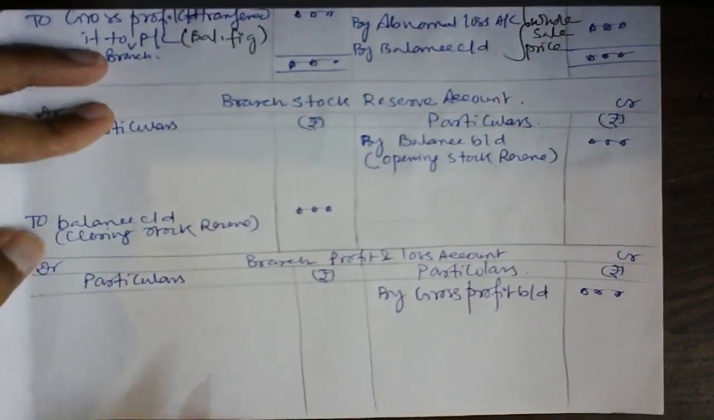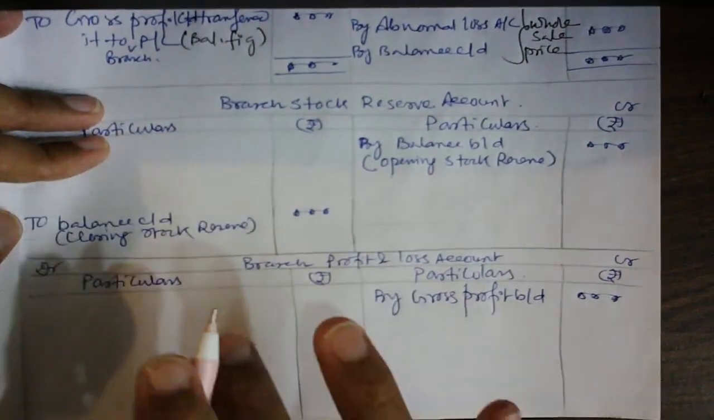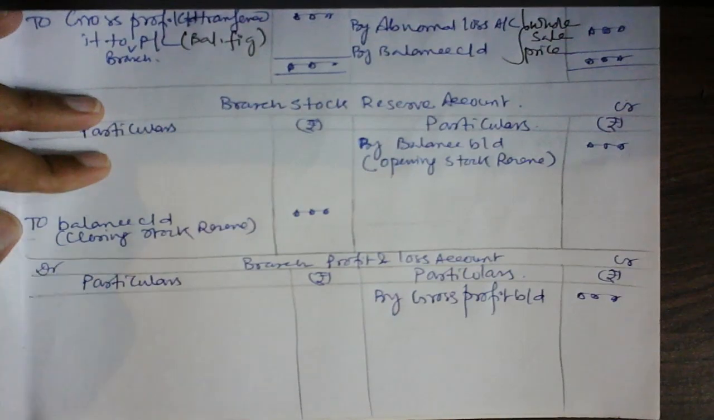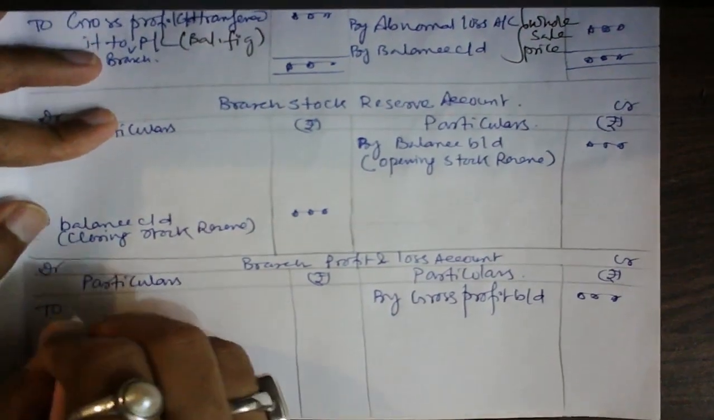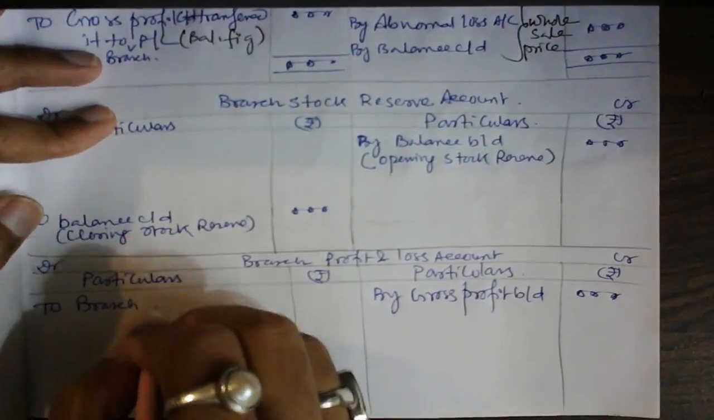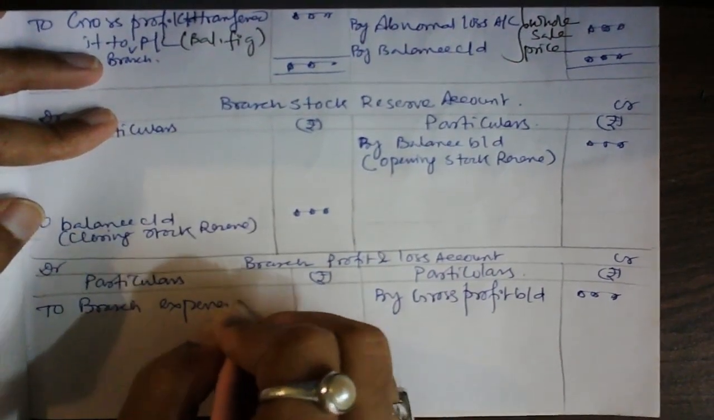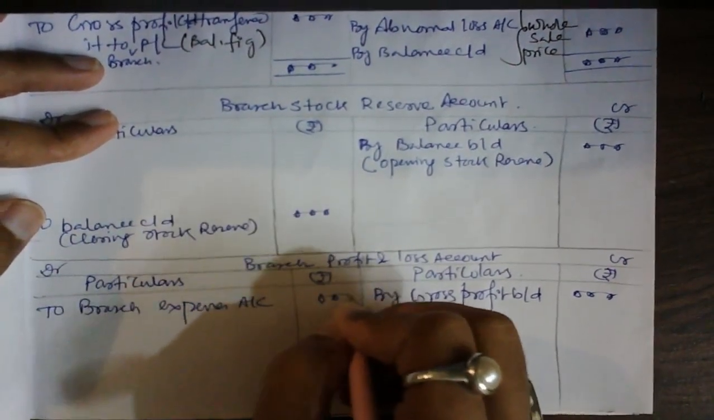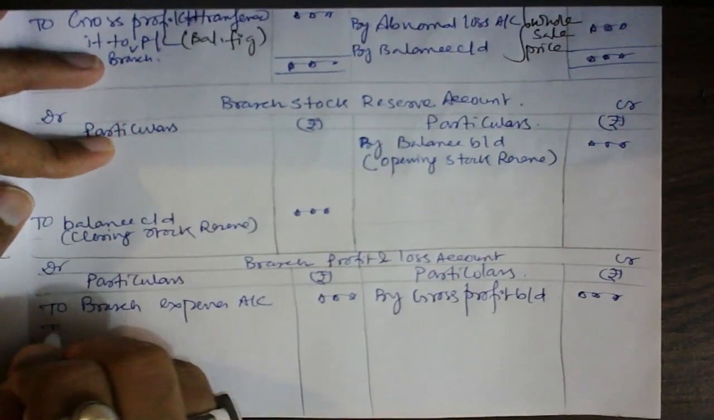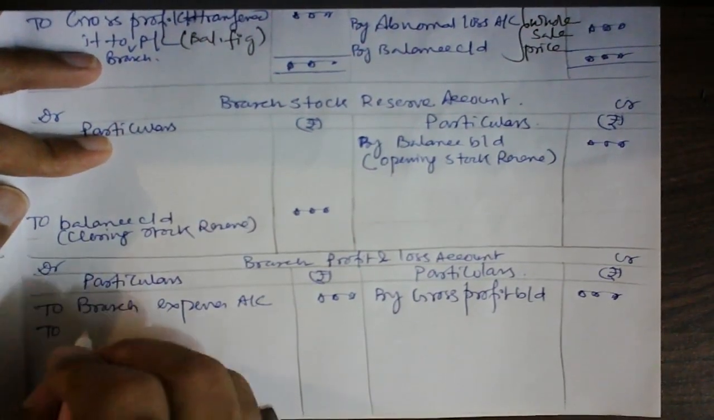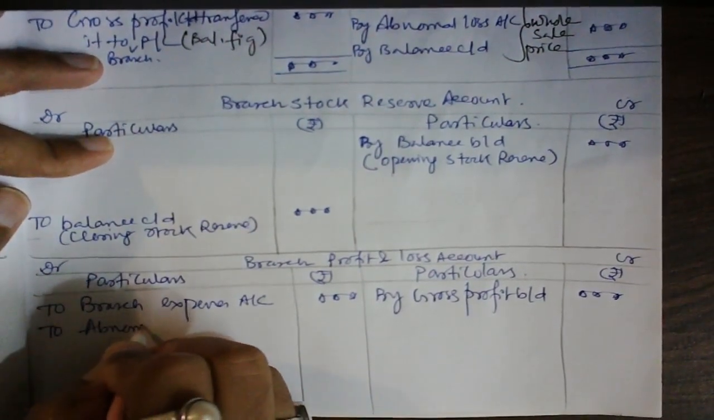Now come to the branch P&L. We have already plotted the profit and loss part here, and now in the branch P&L we have to plot any branch expenses. Any branch expenses if we have, we can plot there directly. So all the branch expenses we are going to plot, and see, here we need to plot the abnormal loss.